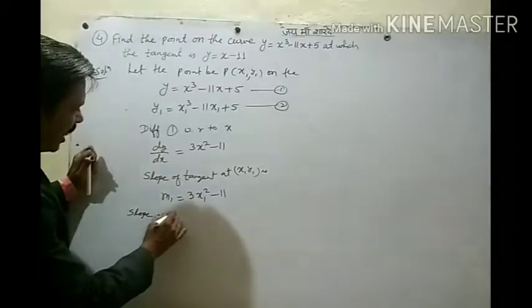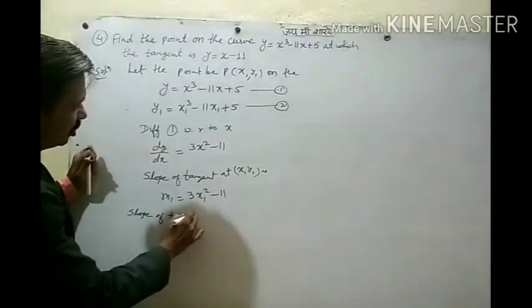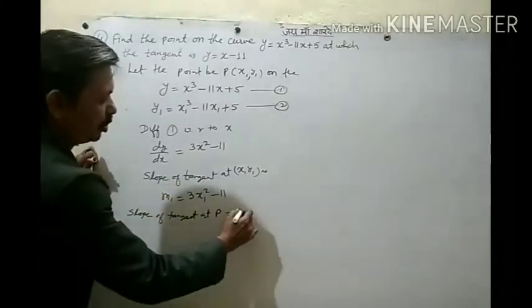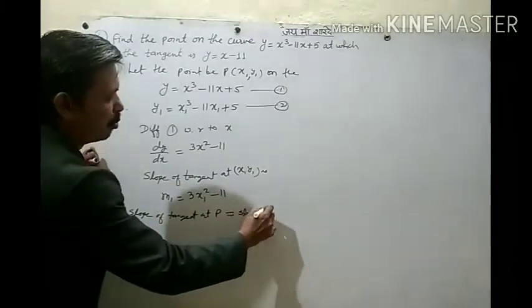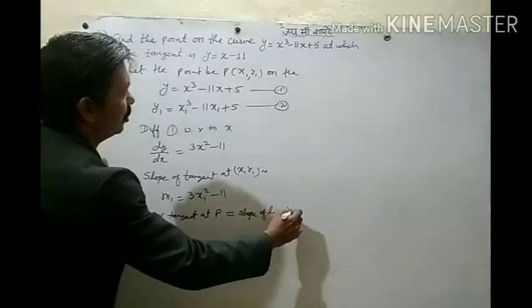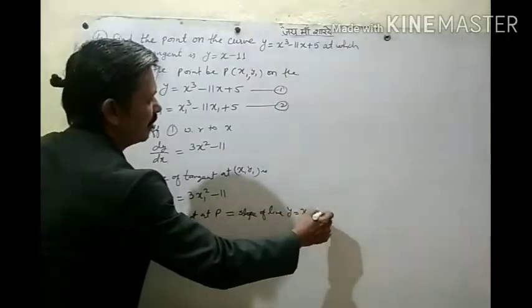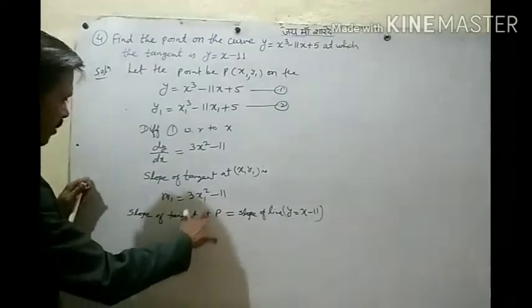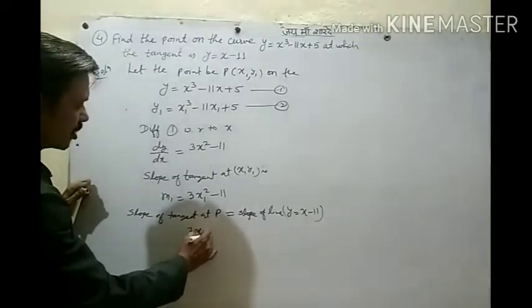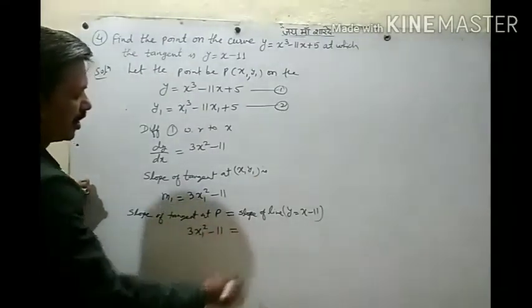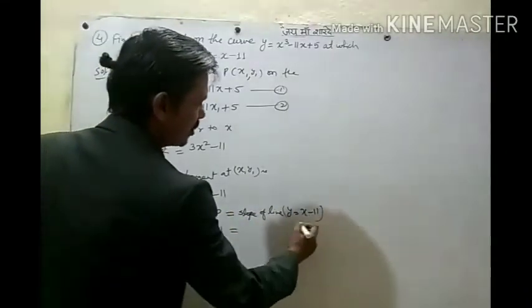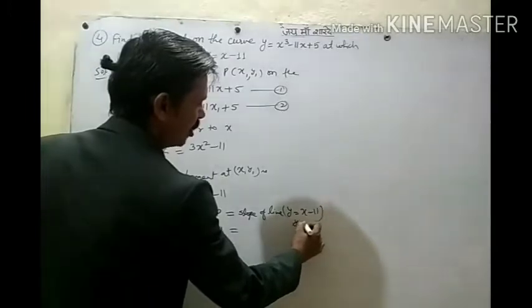Slope of tangent at P is equal to slope of line y equal to x minus 11. So slope of tangent at point P is 3x1 square minus 11, and the line is already in the form of y equal to mx plus c.